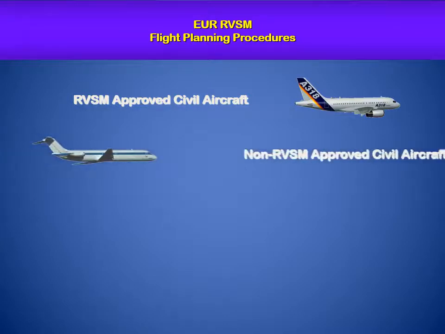Non-RVSM approved civil aircraft except for operations within RVSM transition airspace. Operators of non-RVSM approved civil aircraft are required to flight plan to operate outside RVSM airspace, and are not to insert the letter W in item 10.